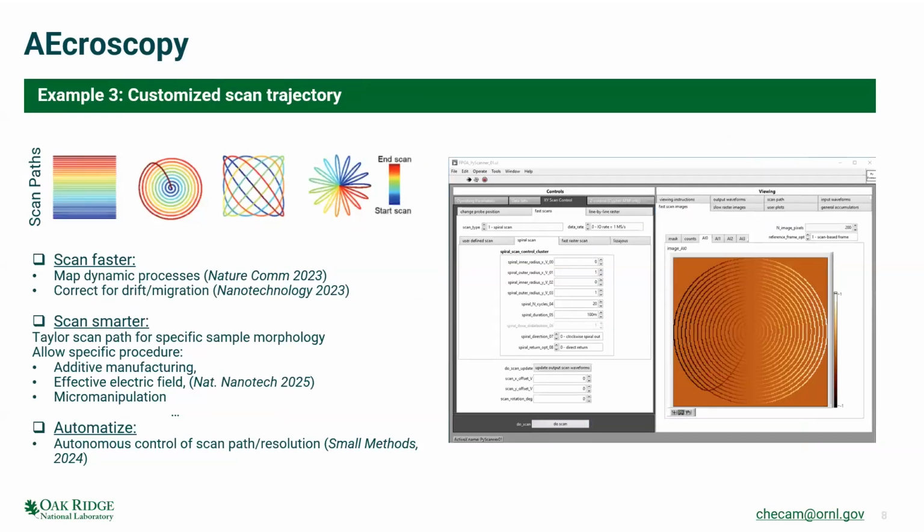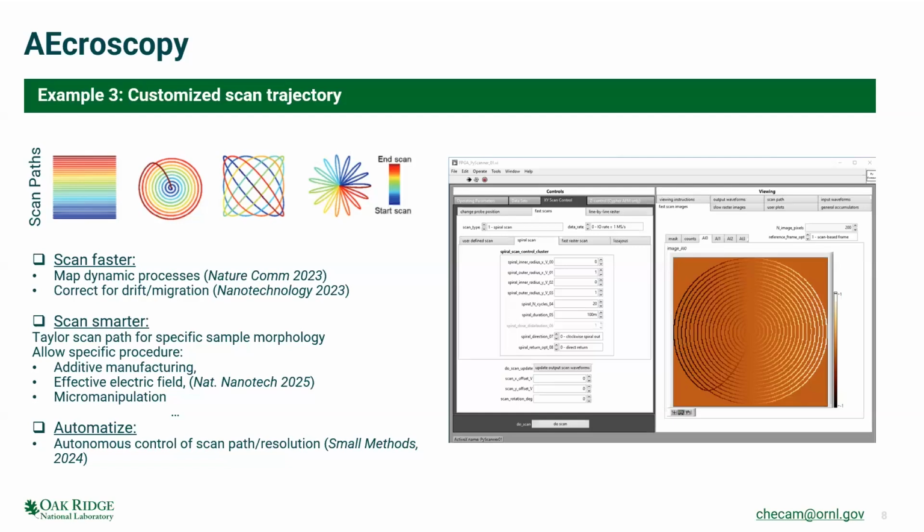And another example, which is basically what I'll be talking about during my particular applications, is to customize a scan trajectory. So as I said again, we can use that to scan faster. So we now can achieve some dynamic process mapping, right? Correct for drift or migration within the sample. But not only that, we can also use it to scan smarter in a way. So to achieve some sort of effective electric field in a specific direction, or for micromanipulation, additive manufacturing, etc.